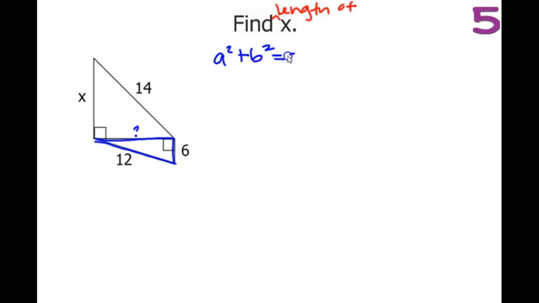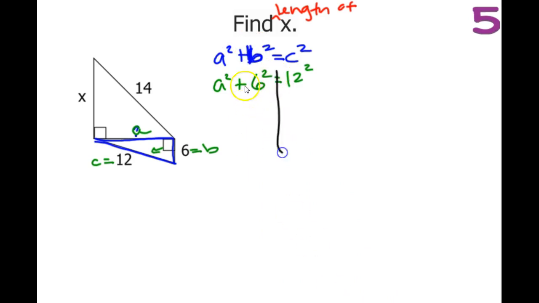A squared plus b squared equals c squared. Well, c is our longest side opposite of the right angle, so c has to be 12. A and b, it doesn't matter. I'm going to say this is a and this is b. So a we don't know, so I'm just going to put a squared. And b is 6, so 6 squared. This looks like a 6, I'm going to make that a b.